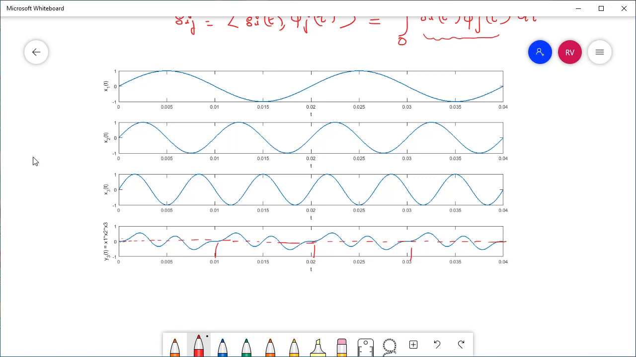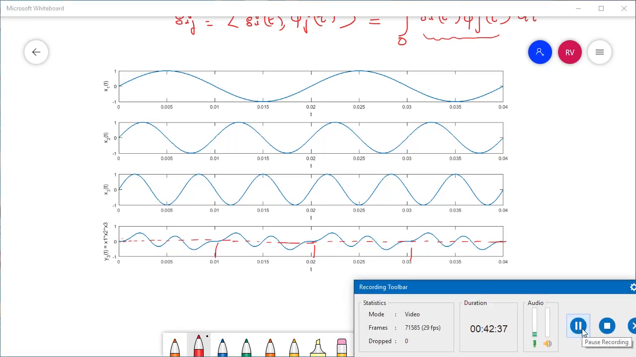This is just a verification of the orthogonality property of periodic, harmonically related sine waves. You can do it in MATLAB and verify yourself.